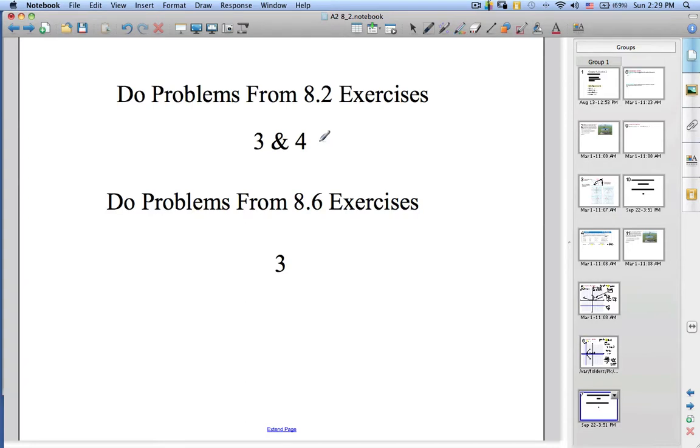So we want you to practice the graphing, so you're going to do problems 3 and 4 from 8.2, and problem 3 from 8.6, so you can practice the full version of the equation. Come back and we'll learn how to take information and write the equations.